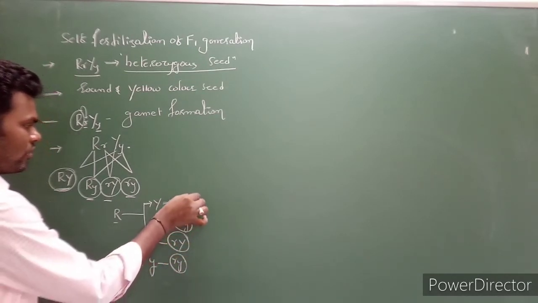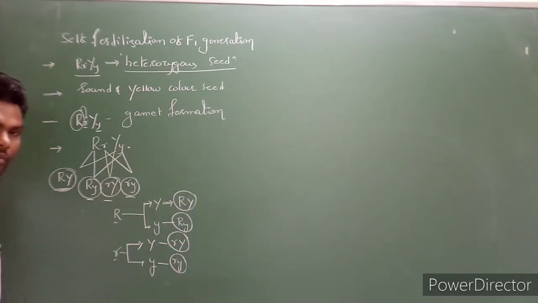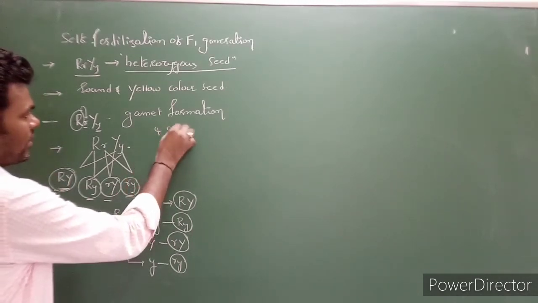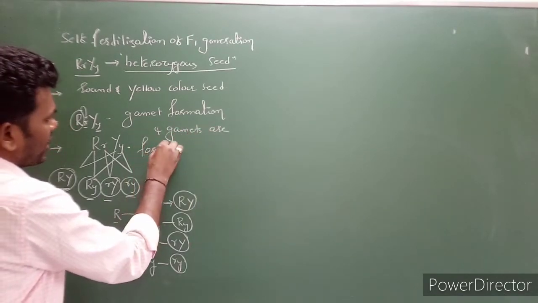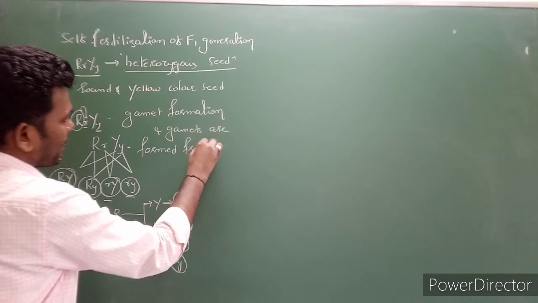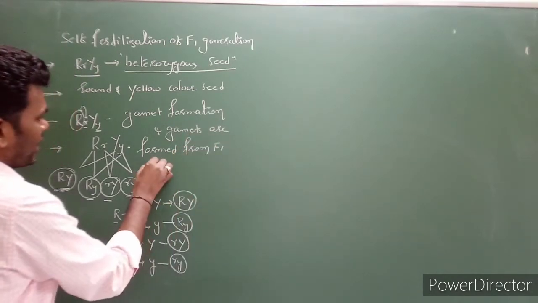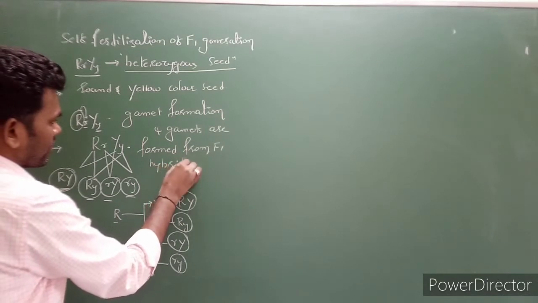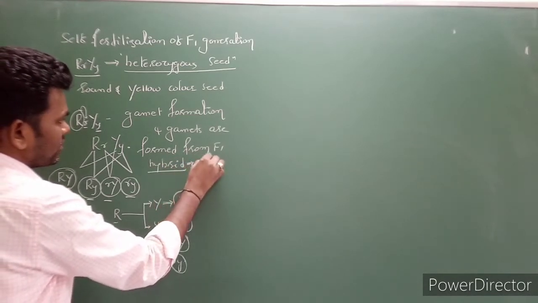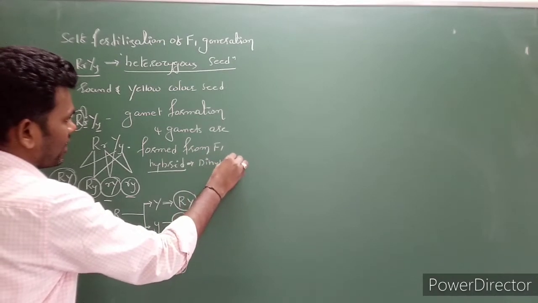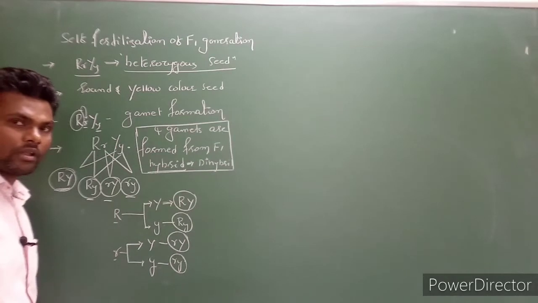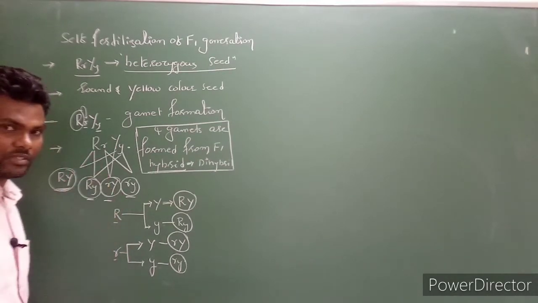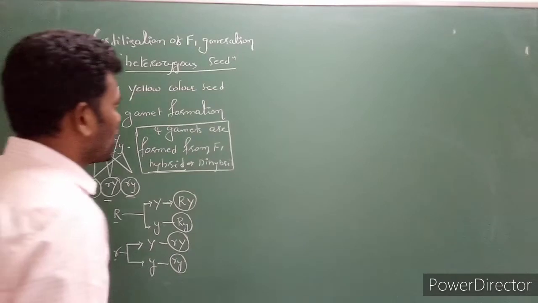Four different types of gametes are formed from the F1 generation. How many? Four different types of gametes are formed from the F1 hybrid, in the dihybrid. In the monohybrid cross, what happened? Only two types of gametes are formed. Clear?